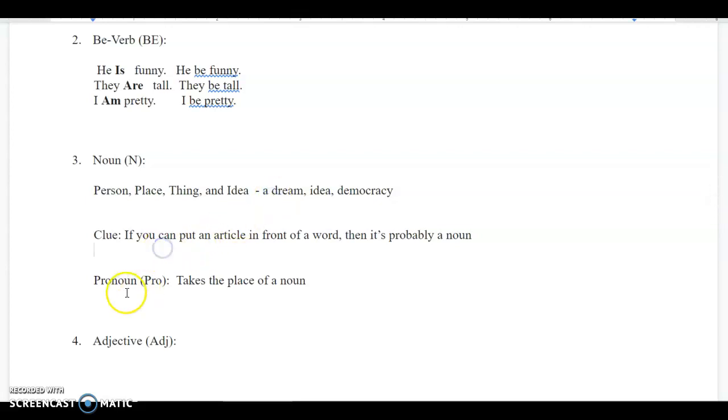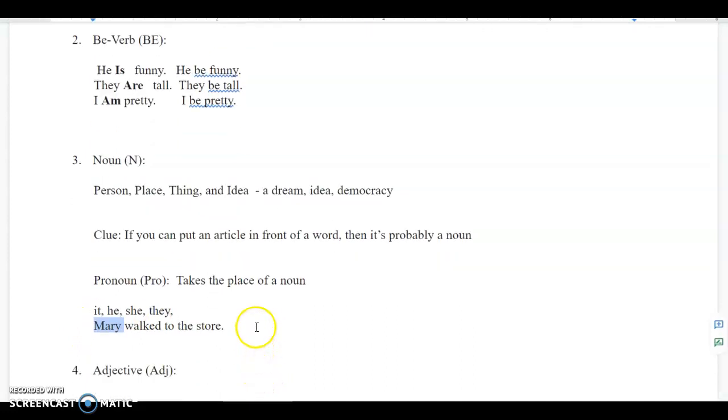Okay. Last thing is a pronoun. Pronoun takes the place of a noun. So some examples of pronouns are it, he, she, they, right, etc. So if you're talking about Mary, right, Mary walked to the store. Here's my noun, right, Mary's my noun. But in the next sentence, you don't want to keep saying Mary, Mary, Mary, right? So you're going to use a pronoun, and you're going to say she went to buy apples. So she would be your pronoun.